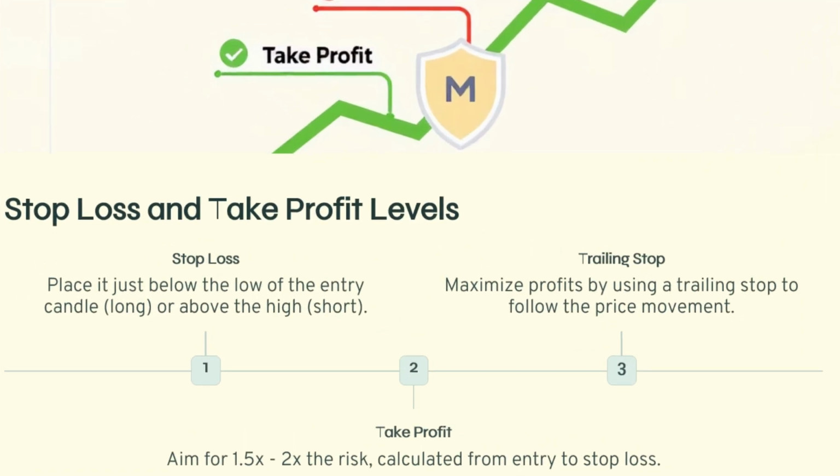Stop loss and take profit levels. Stop loss: place it just below the low of the entry candle for a long, or above the high for a short. Take profit: aim for 1.5x to 2x the risk, calculated from entry to stop loss. Trailing stop: maximize profits by using a trailing stop to follow the price movement.